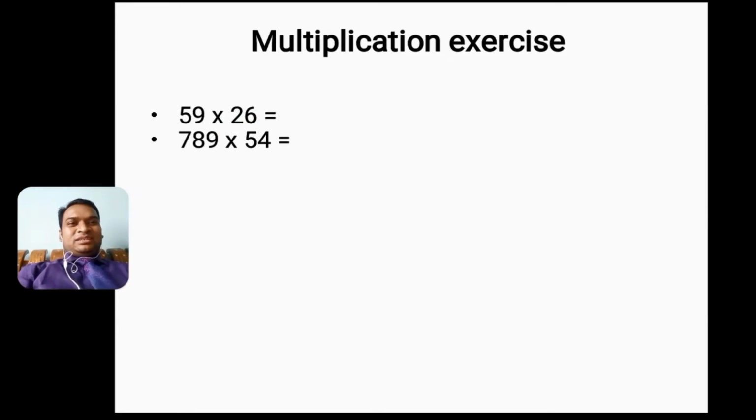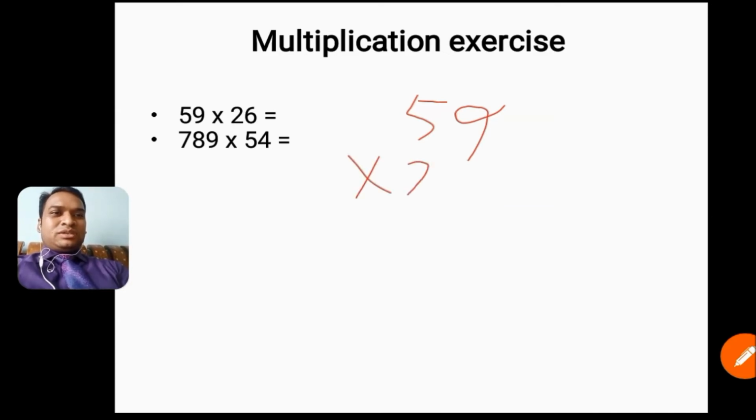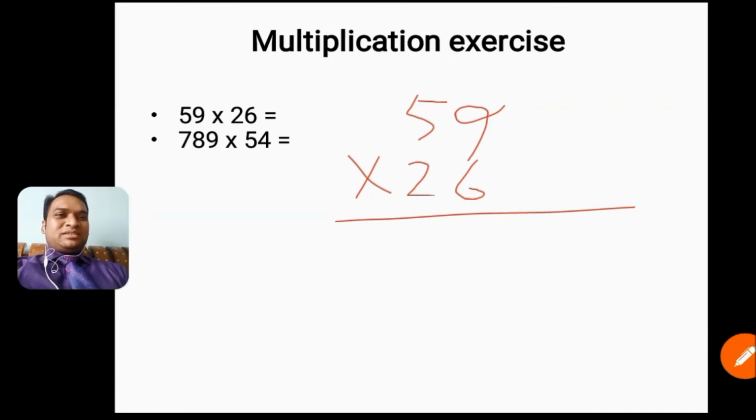Okay, here are some exercises of multiplication. Now I'll do this and you also try at your home. Let's do some multiplication here. Okay, first we need to multiply 59 with 26. I hope your parents help you to understand this, because it is very difficult to understand sometimes. So take help from your parents, and if you face any problem, just call me, so I can solve that problem.